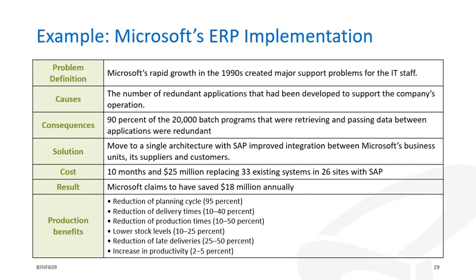The key production benefits of ERP systems were reduction of planning cycle by 90%, reduction of delivery time by 10 to 40%, reduction of production time by 10 to 50%, lower stock levels by 10 to 25%, reduction of late deliveries by 25 to 50%, and finally increase in productivity by 2 to 5%.